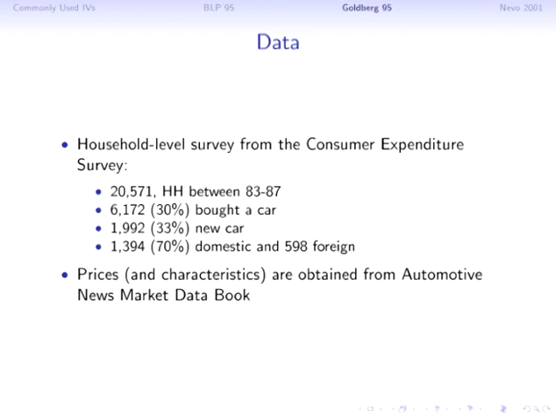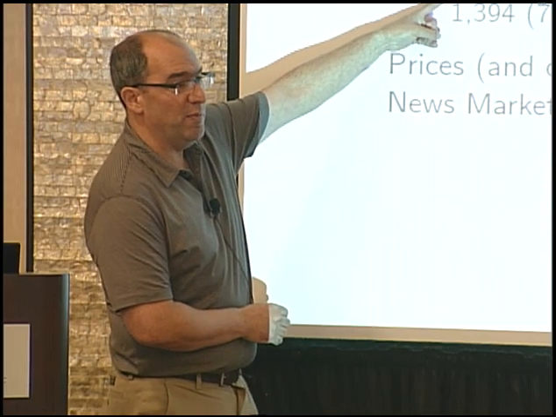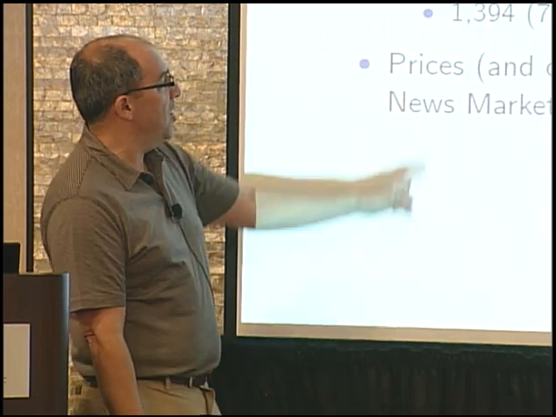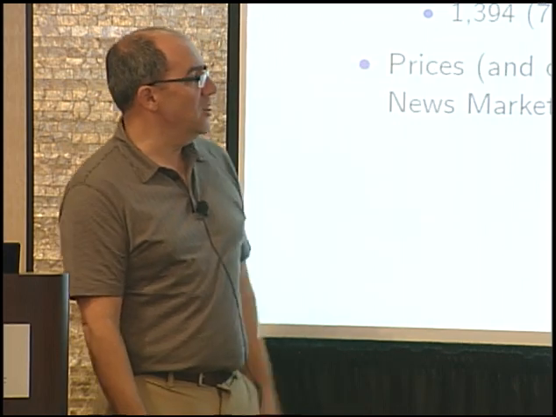Okay, the data she's going to have is household level data as opposed to the market level data, and it's going to come from the consumer expenditure survey. So she's going to use data from between 83 and 87. These are numbers reported from the paper, so overall there's over 20,000 households, 30% of which bought a car, and a third of those bought a new car. Okay, so you see actually it's roughly comparable to what we had before. About 10% of households bought a new car, right? That's roughly comparable to what we had before. And then here's the breakup, about 70% bought domestic and the others bought foreign.